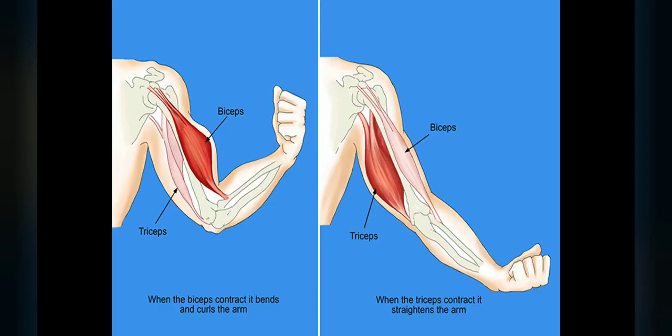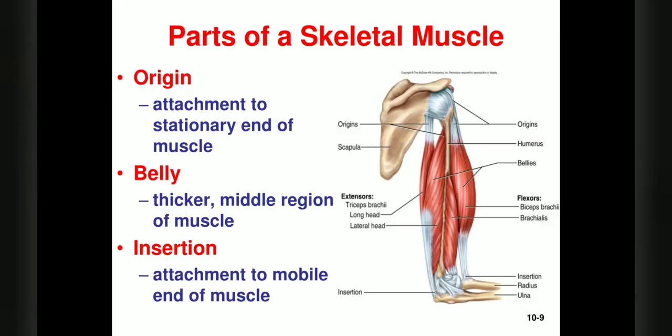At any joint, you will find two types of bones are present. They are stationary and movable bones. Now, the end of a muscle attached to stationary bone is called origin, and the opposite end, which is attached to movable bone, is called insertion. And now here you will find the middle portion is there. The middle part is thick, and this middle thick part of muscle is called belly.